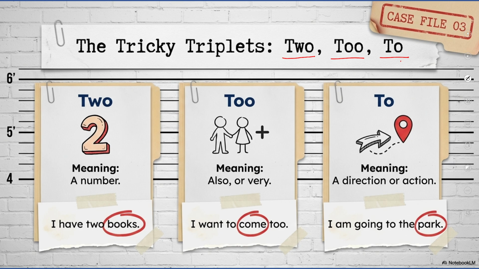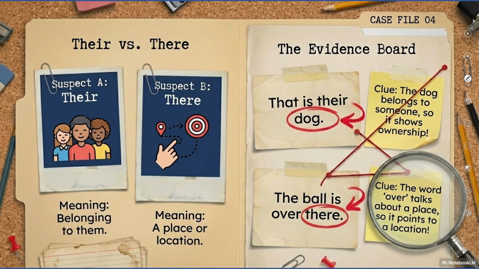I'm pretty sure that you know what two means, but this too means also. This too means also, and this to is pointing towards the direction or action. For example, I'm going to the park. This is called a preposition, which is necessary to point at something.